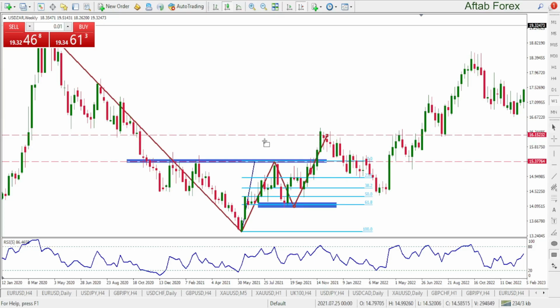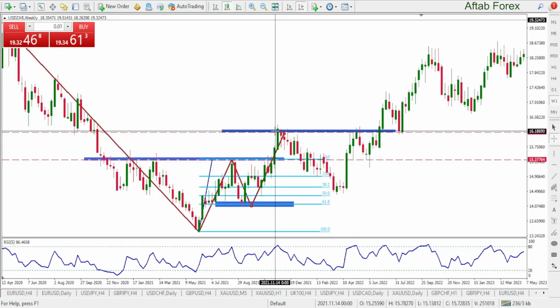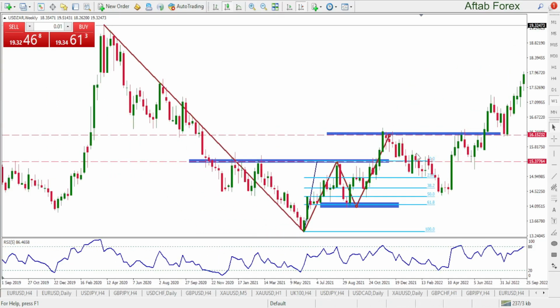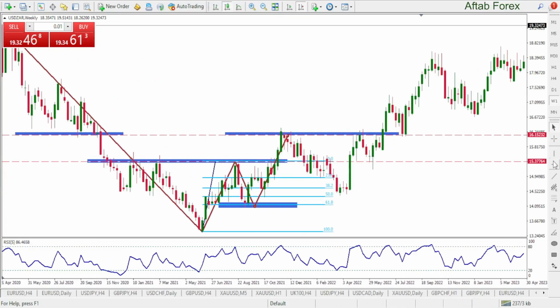Is it any different? Now in my situation, this is a resistance zone. And why this is a resistance zone is because we have got a previous support. Now let me make it a little bit clear.